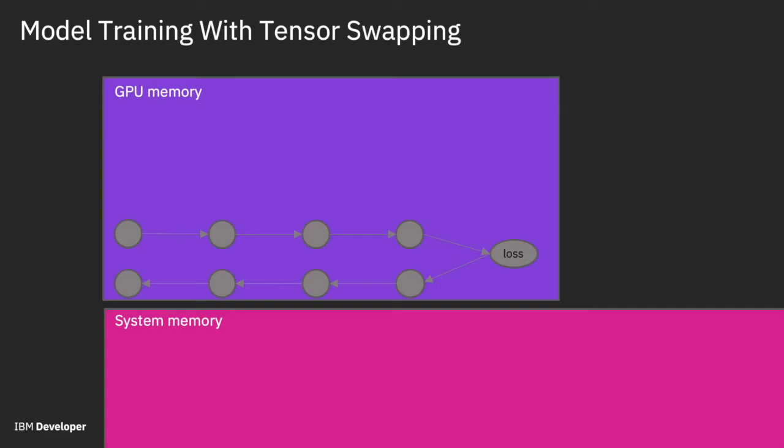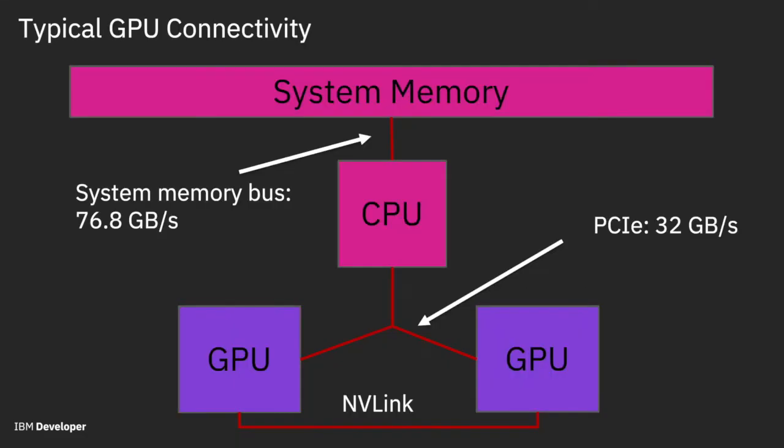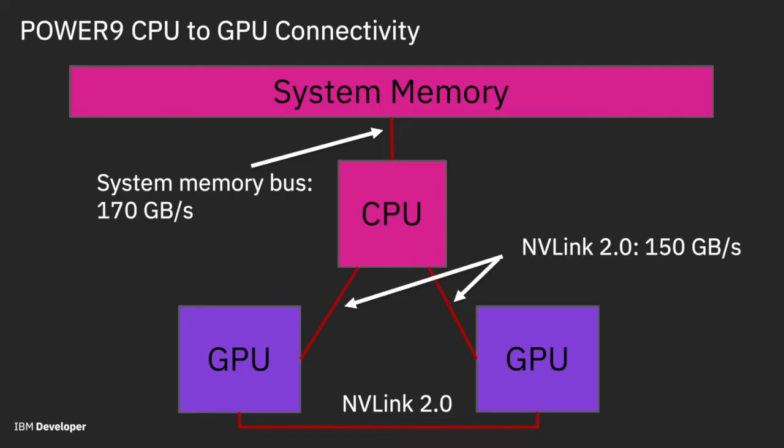Surely everything slows way down because of the interconnect between the CPU and the GPU, right? Well, this representation of an x86 derivative architecture illustrates that bottleneck. While the GPUs are connected over NVLink, the CPU, which is required to transfer the data from system memory, is communicating with the GPUs over PCIe.